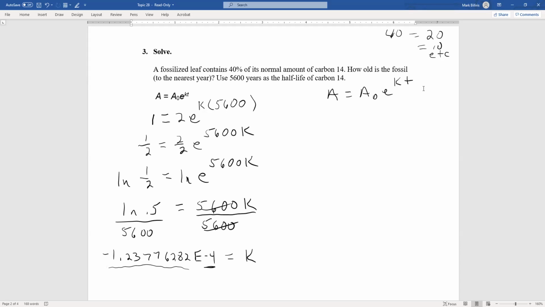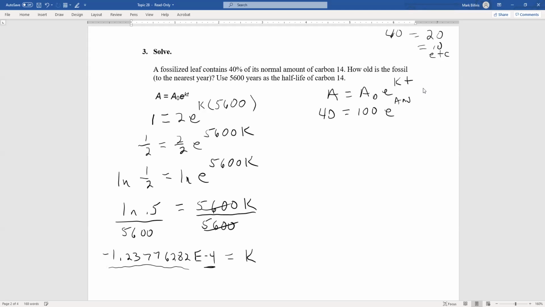And we're going to enter the information. Now, when we talked about half-life, the A was half of the A sub 0. When we're talking about 40%, it's the same type thing, that A is 40% of A sub 0. So the easiest way to do this problem is to put in 40 equals 100, because 40% of 100 is 40. And that's times E raised to, and I'm just going to write the answer.